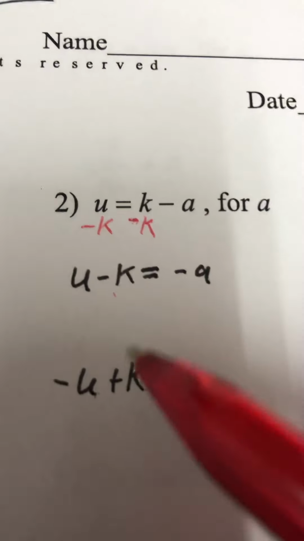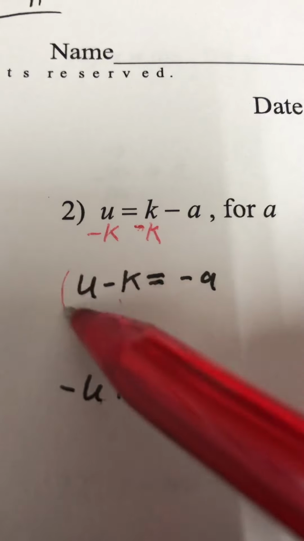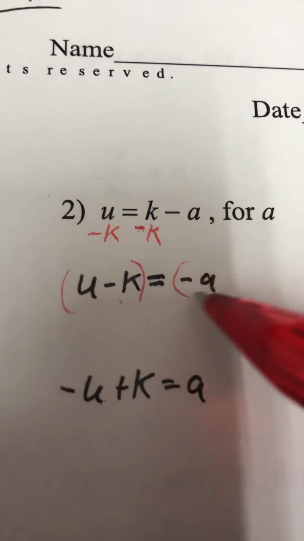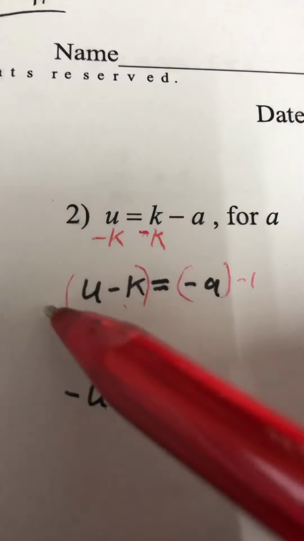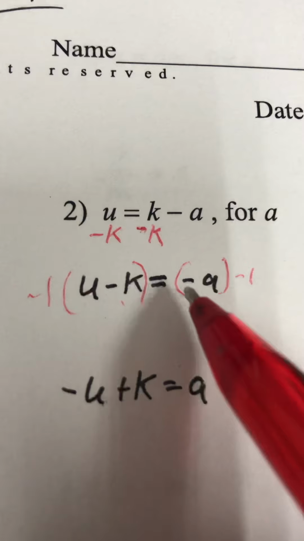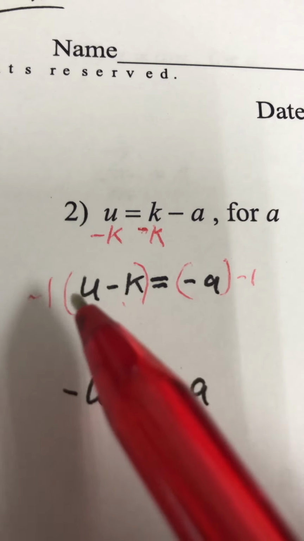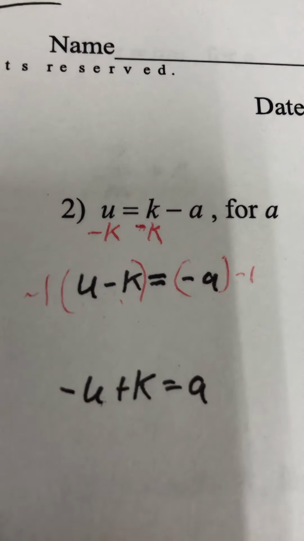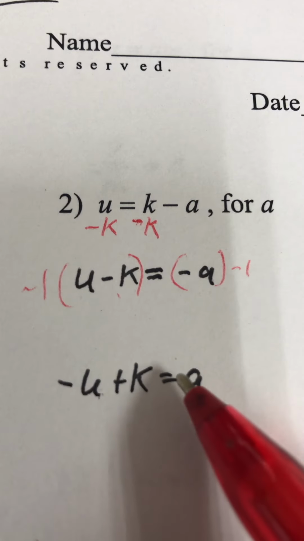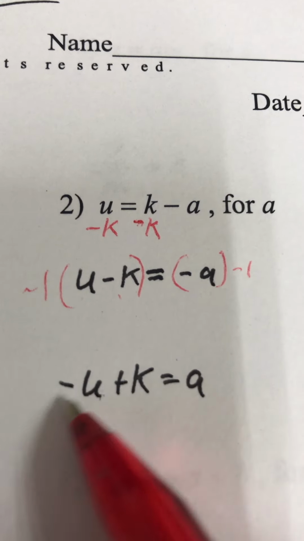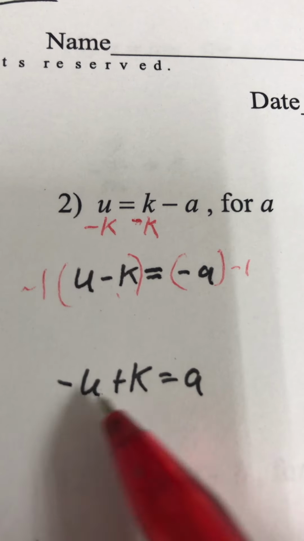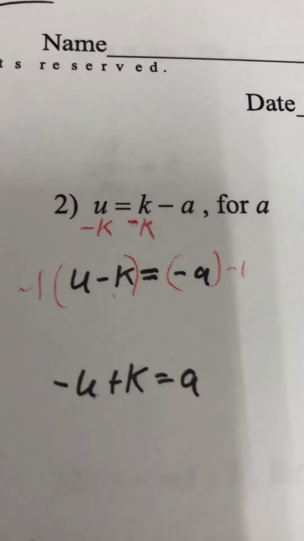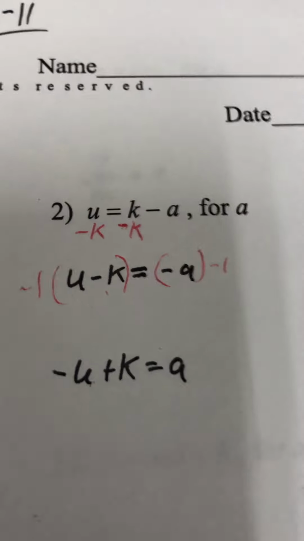So what I do is basically I'm going to multiply both sides by negative 1. Or you could think of it, if I change the sign on this side, I've got to change the signs on this side, whichever way you want to think of it. And when I do that, I get negative u plus k equals a. Number 2 is a little tricky.